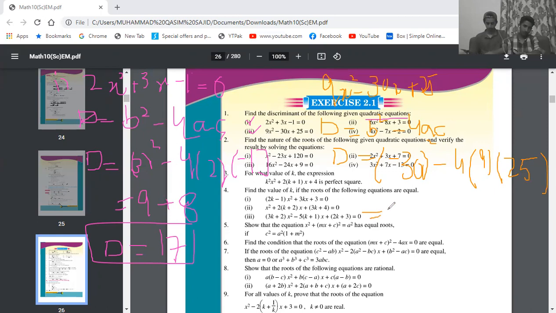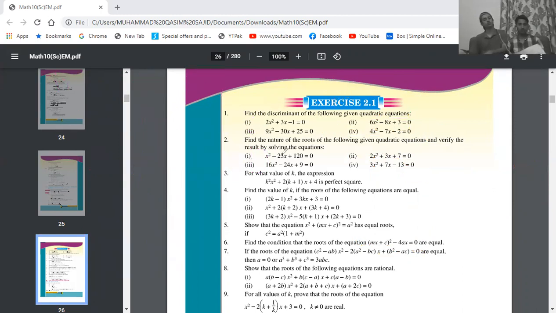So 30 whole square means minus 30 whole square, that square is 900. Now there is a negative sign. So 25 four times is 100 and 100 nines are 900. So the discriminant of this question equals 0. So these are basically the two parts we have to solve. So this is the end of question number 1.